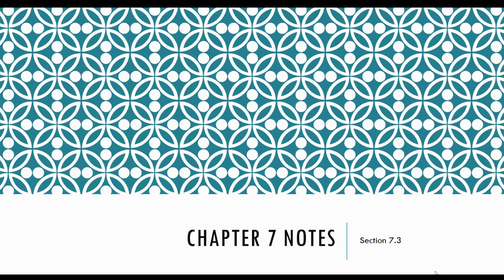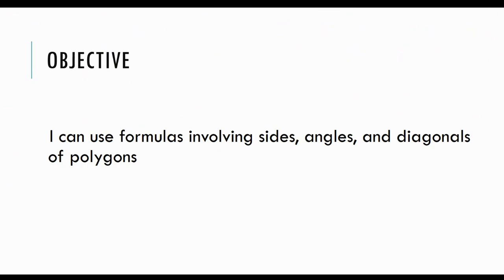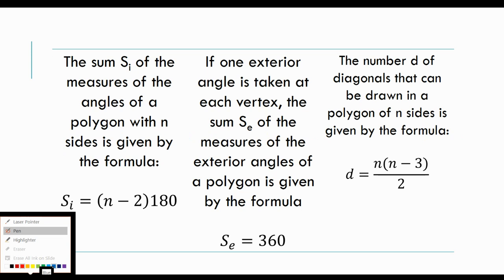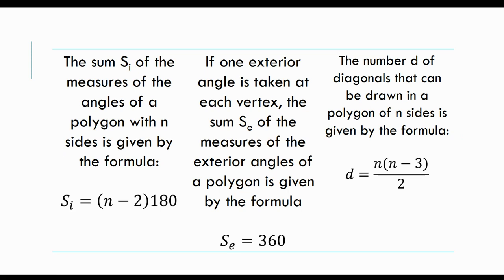Today we're going to continue with section 7.3. We're going to use formulas involving sides, angles, and diagonals of polygons. So just a quick reminder of what our three formulas are. Remember, the sum of the interior angles of a polygon, with n representing the number of sides, or n could represent the number of angles, is n minus 2 times 180.